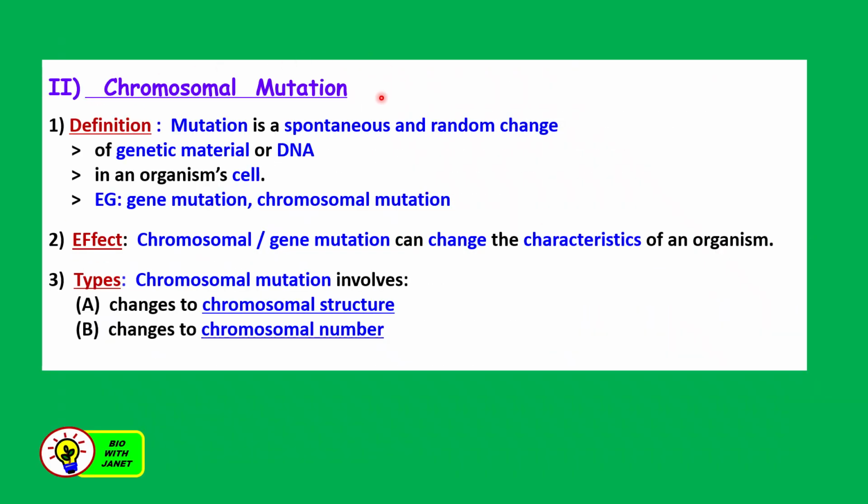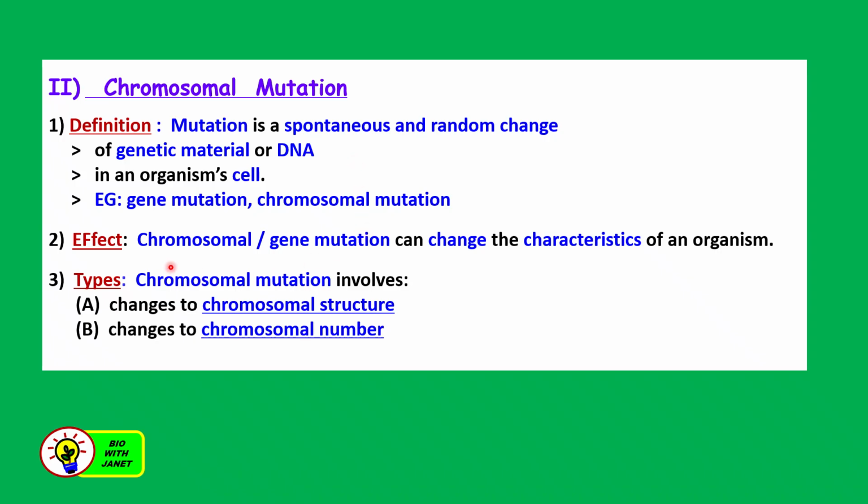Okay, let's start. Chromosomal mutation. Definition. So mutation is a spontaneous and random change of genetic material or DNA or chromosomes in an organism cell. All right, think of genetic material, then in brackets DNA and chromosomes. All right, these all contain genetic material in an organism's cells. All right, so how is it caused? When a person is exposed to mutagens or substances that can cause mutation, such as ultraviolet rays, ionizing radiation, benzene, food preservatives, and so forth.